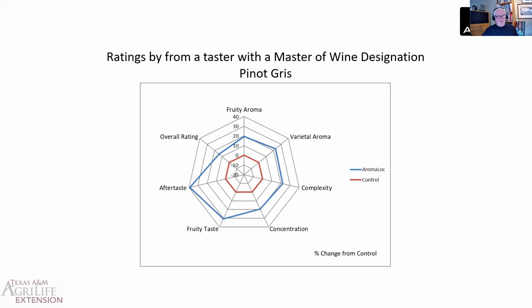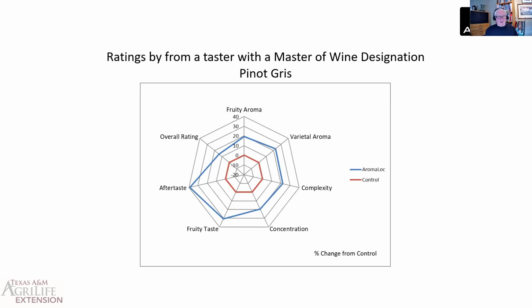This is a Pinot Gris that was tasted by a fellow who lives just down the road from me here, who is a master of wine, a highly sought after guy around here. He's a pretty good taster, and he tasted this wine, as did 16 other winemakers, and it showed a similar response for the whole group. But I picked his out because I thought it was interesting. He showed that all of the attributes that we tested for, fruity aroma, varietal aroma, and so on and so forth, were increased about 20% or so in the Aromalock wine compared to the control wine.